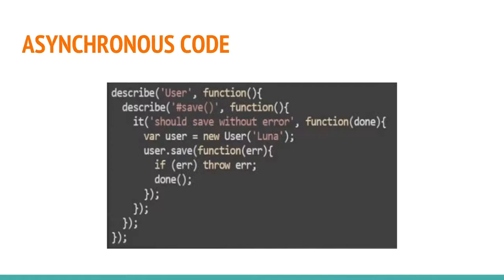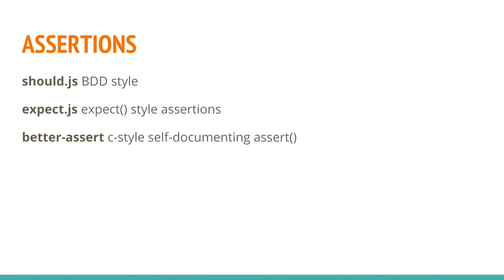Now this is asynchronous code. Testing asynchronous code with Mocha is very simple. You simply invoke the callback when your test is complete by adding a callback to the it function. Mocha will know that it should wait for completion. These are the assertions: should, expect, and assert.